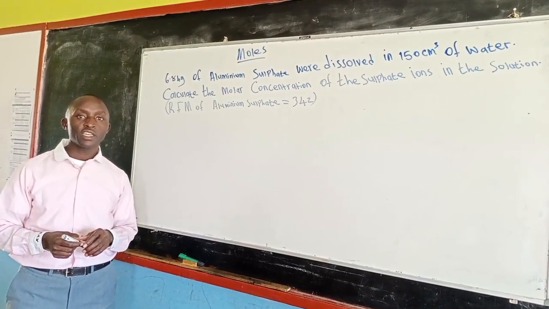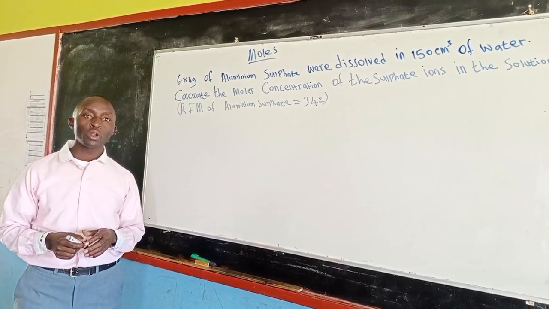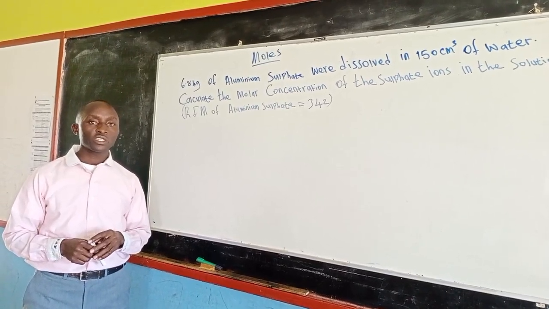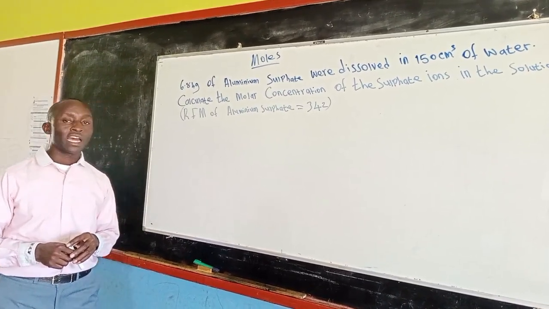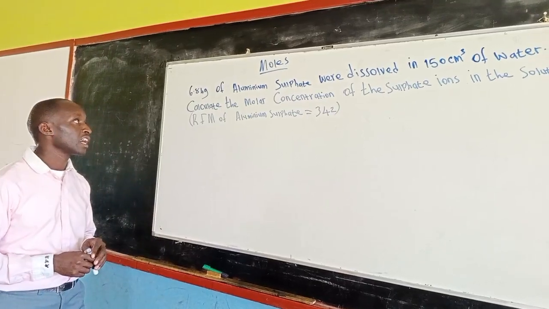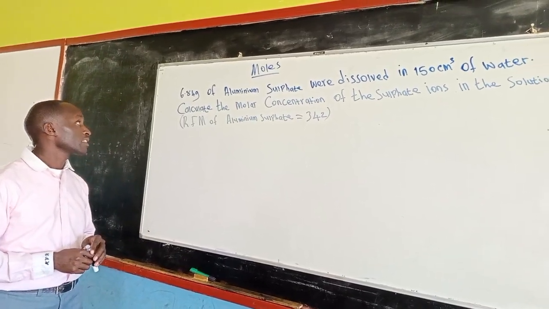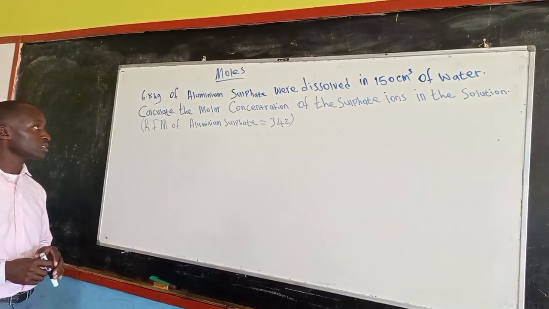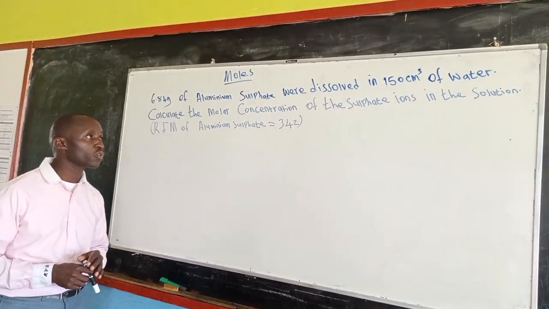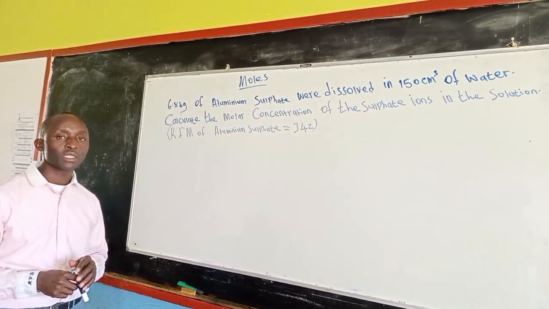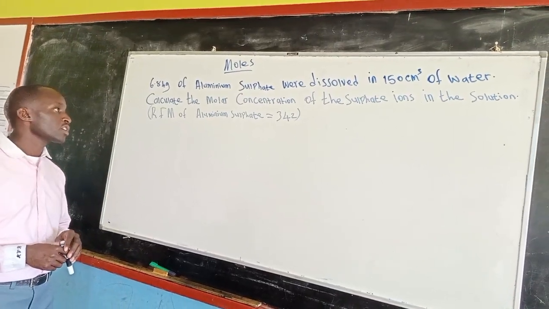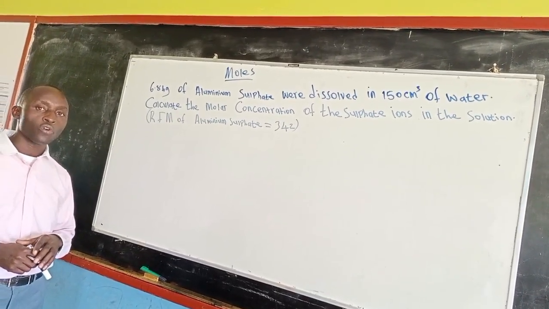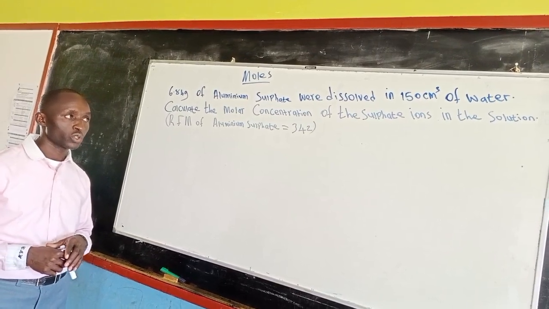Hello there. Today I'll be taking you through a question on moles, and we did this question in the other session, and I'm continuing with the same. In this question, it reads that 6.84 grams of aluminium sulfate were dissolved in 150 cubic centimeters of water. Calculate the molar concentration of the sulfate ion in the solution.